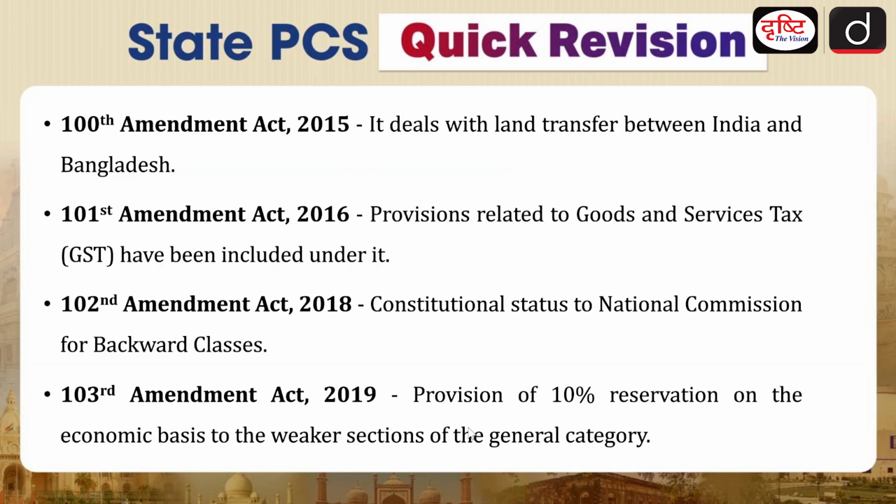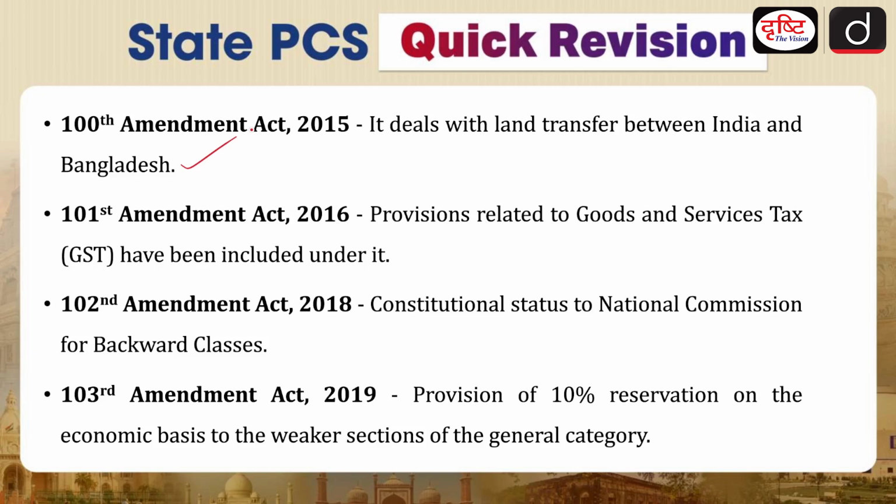Then moving further, the 100th Amendment Act 2015 deals with the land transfer between India and Bangladesh. When we talk about a border settlement, that can be done with an executive order. But if there is a land transfer, or some part of our territory is ceded and given to another country, in that case you will require a constitutional amendment. That is what was done in the 100th Amendment Act 2015, wherein the land transfer happened between India and Bangladesh with respect to some enclaves.